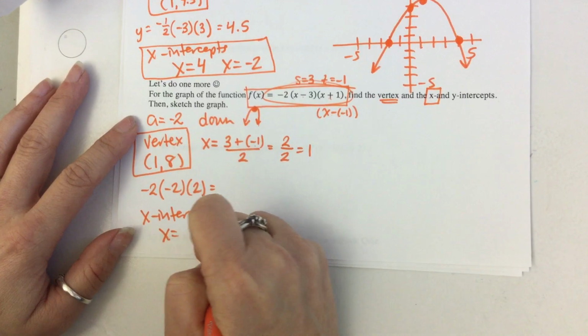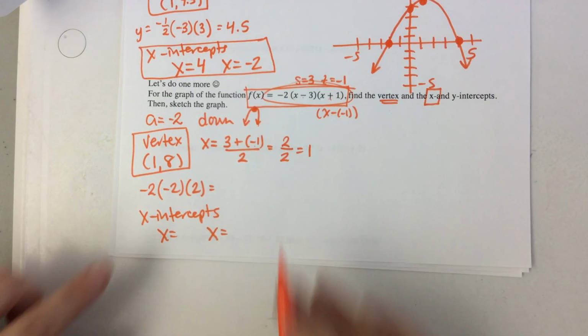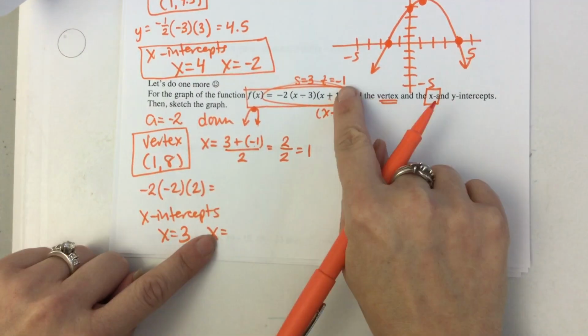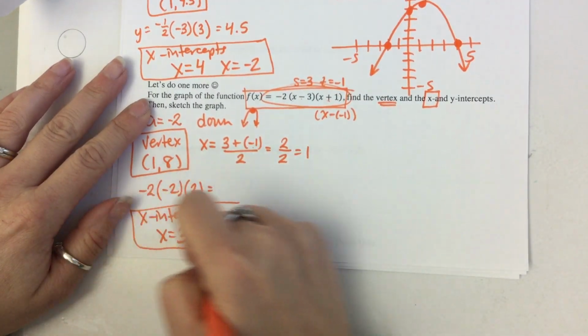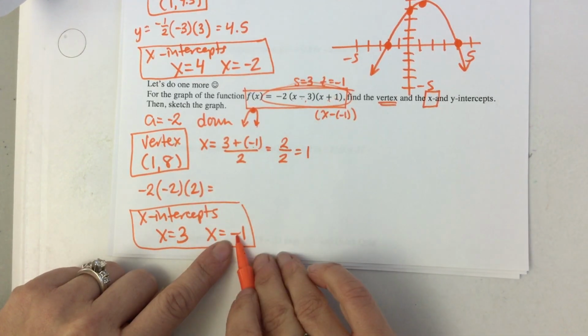To find your x-intercepts, this is your x-intercept form. All you have to do is state your value for S and T, but just say that it's x equals. So x equals 3 and x equals -1. You're done. It's whatever you're subtracting from x here, whatever you're subtracting from x there.